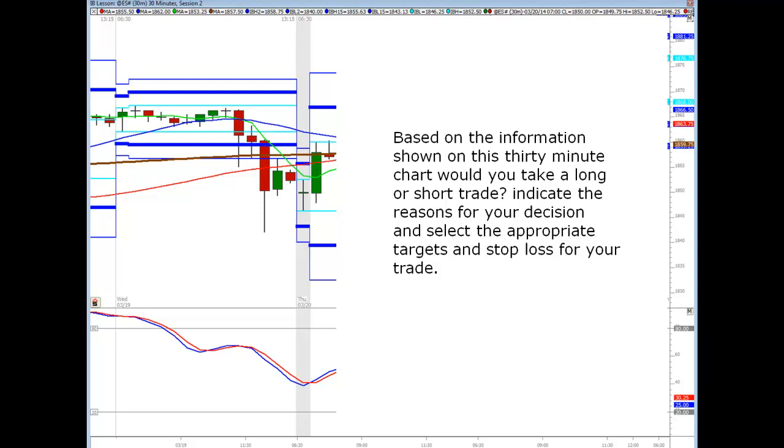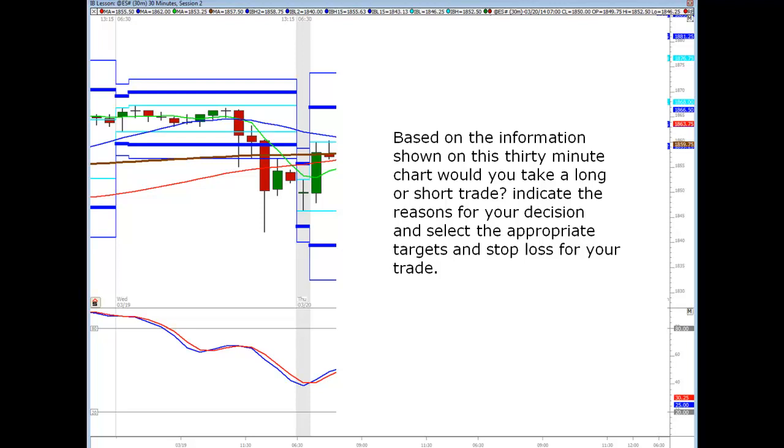Based on the information shown on this 30-minute chart, would you take a long or short trade, indicate the reasons for your decision, and select the appropriate targets and stop loss for your trade? Alright, so we've got a chart and we have a limited amount of information on the chart, and we want to decide whether we should take a short or long. Well, let's take a look and see what we have.